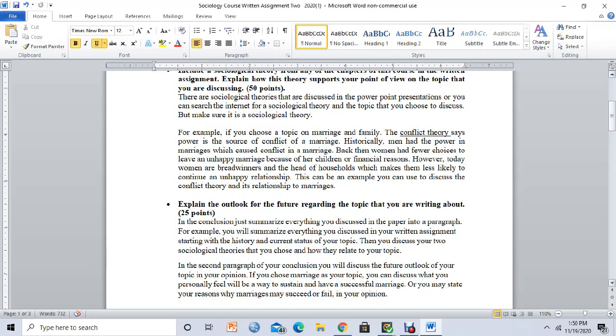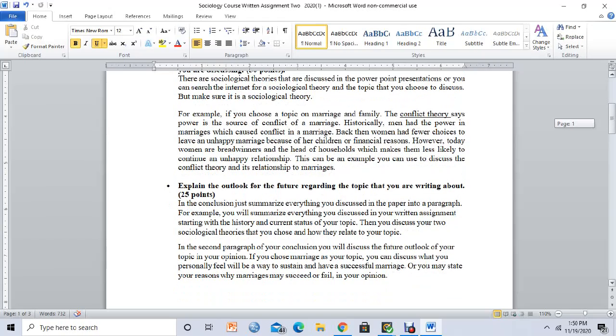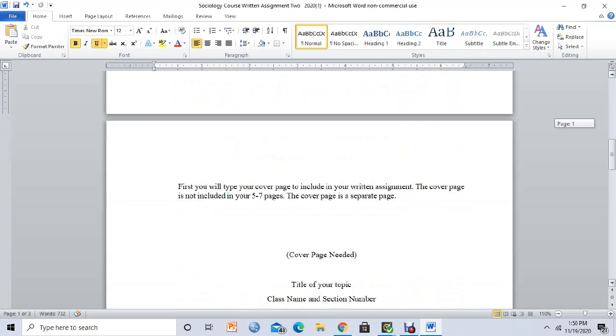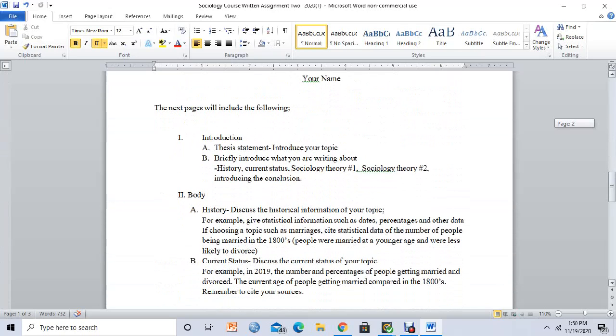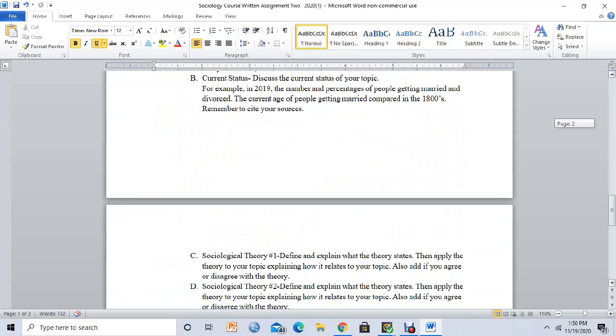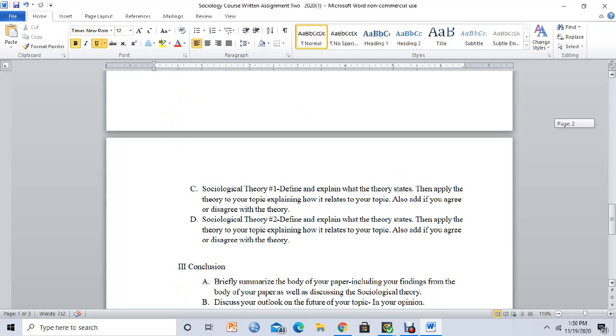So the next thing we go into is the sociological theories. You don't have to use the conflict theory. You can use any sociological theory. So when you have the sociological theories, basically you're going to explain what the theory states. You're also going to talk about what the theory states about your particular topic.